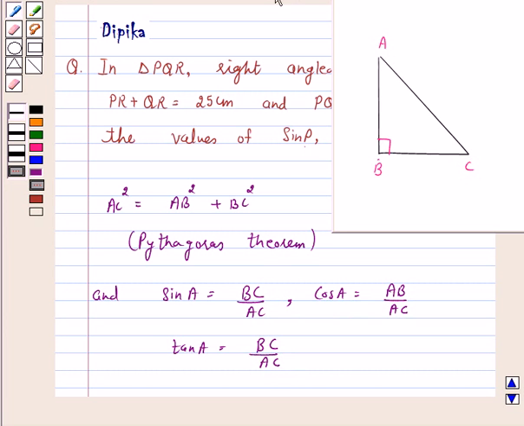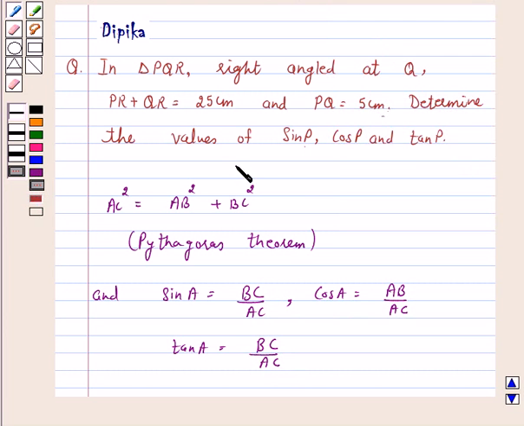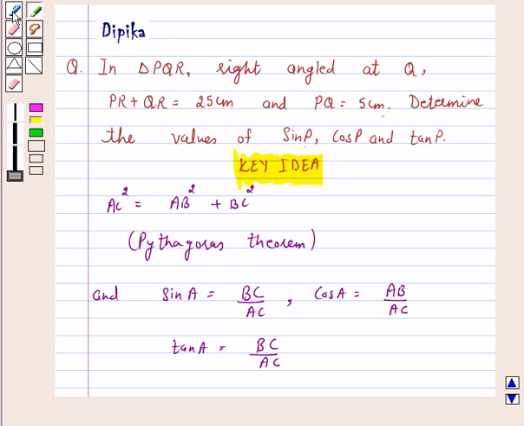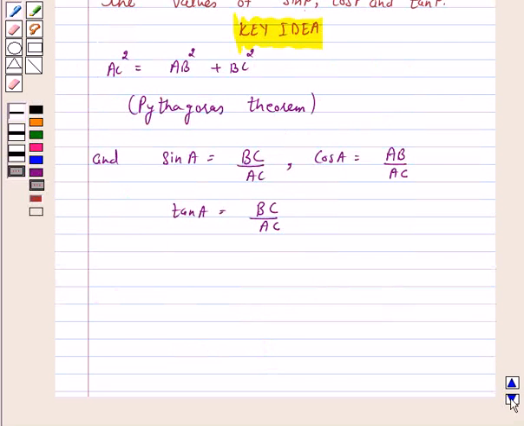So, this is the key idea behind our question. We will take the help of this key idea to solve the above question. So, let's start the solution.